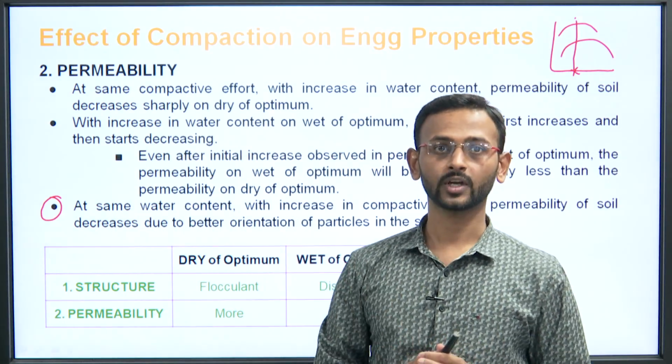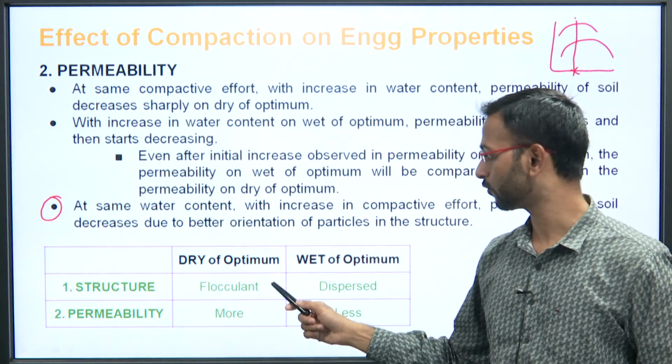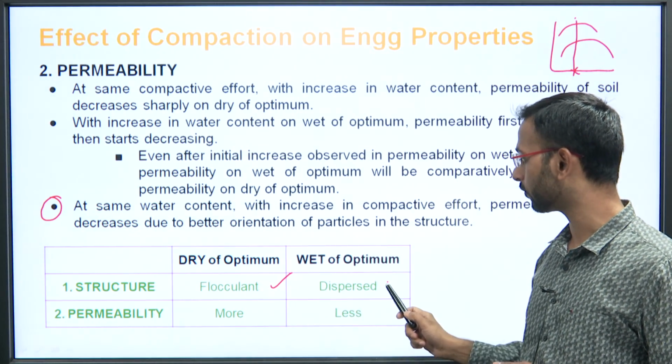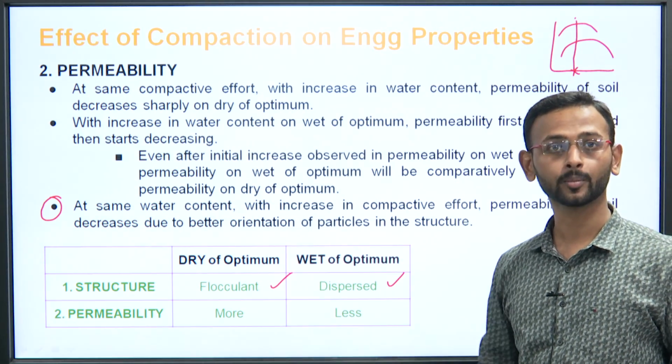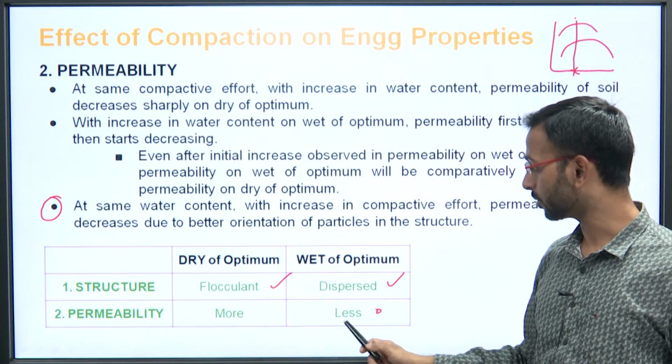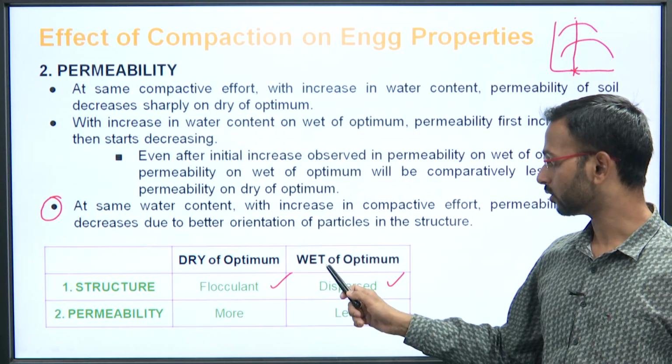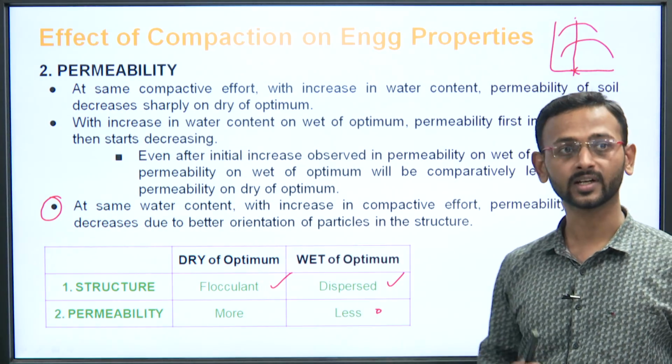So we have seen that the structure is flocculent on the dry of optimum, and on wet of optimum it is dispersed. And the permeability is more on the dry of optimum, and it is slightly less on the wet side because of the better orientation.